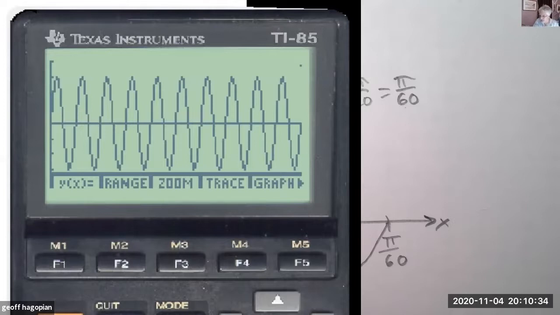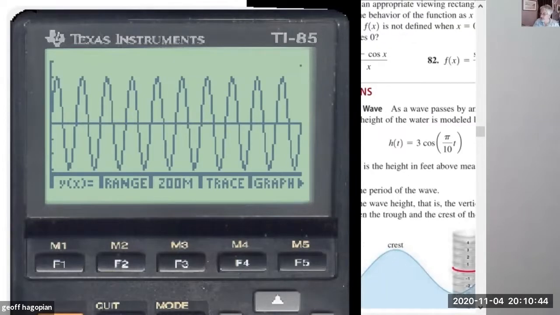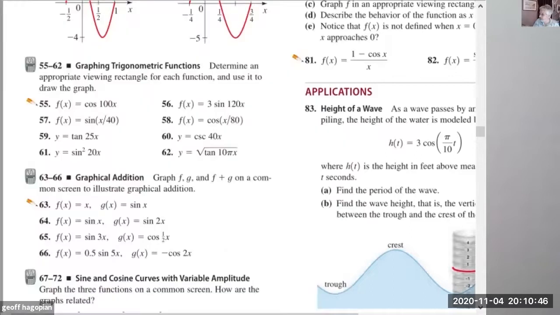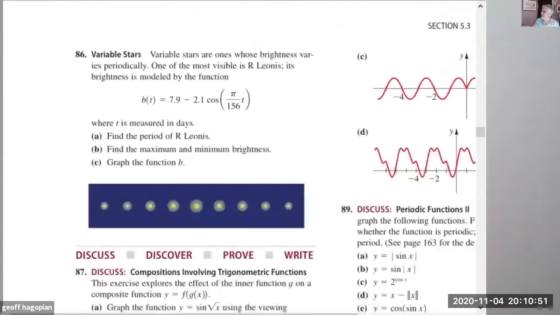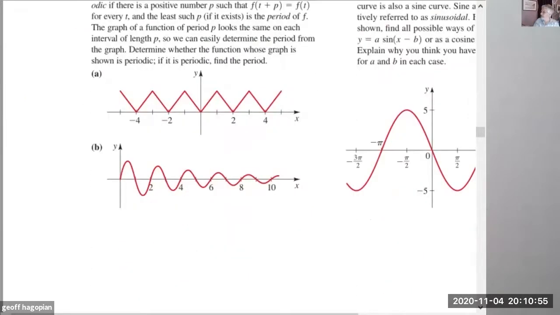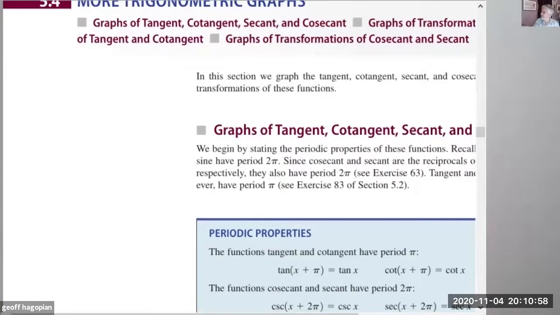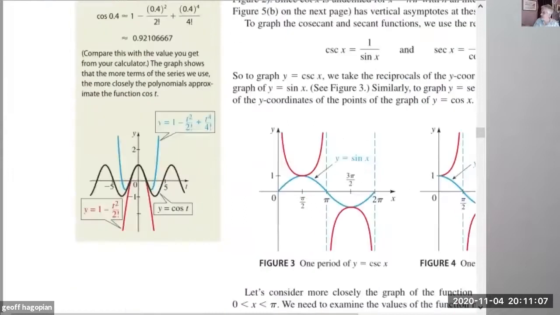But let's just take a quick gander at what's next. All right, let me turn off the calculator. There are some nice problems here at the end, the additive synthesis kind of problems, but more trigonometric graphs. So far we've graphed sine and cosine, but what about tangent, secant, cosecant, and cotangent? Well, we want to look at those next, okay?